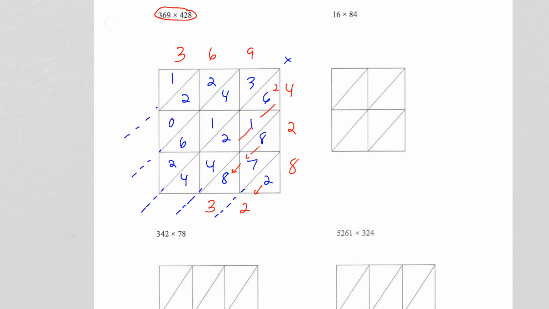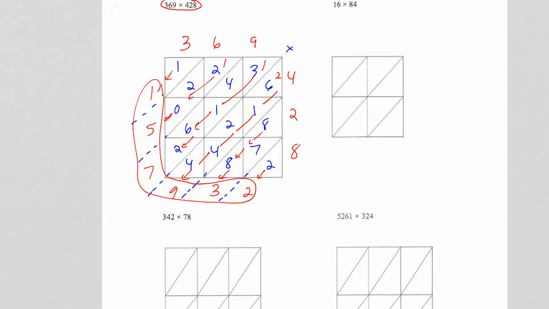Add all these numbers up. Okay, so that's going to be 19. Add those numbers up right there, all these right here. That's going to be 17. And then 5. And then bring down the 1. So 15,000... I'm sorry, 157,932.